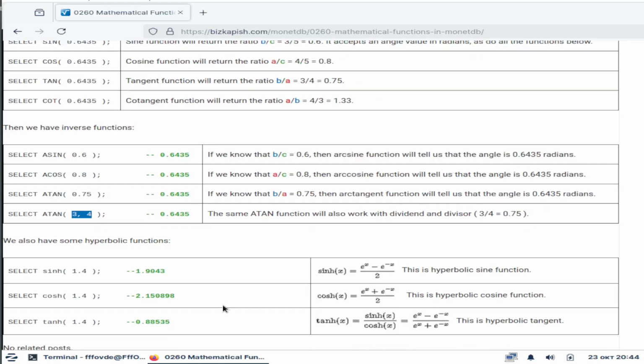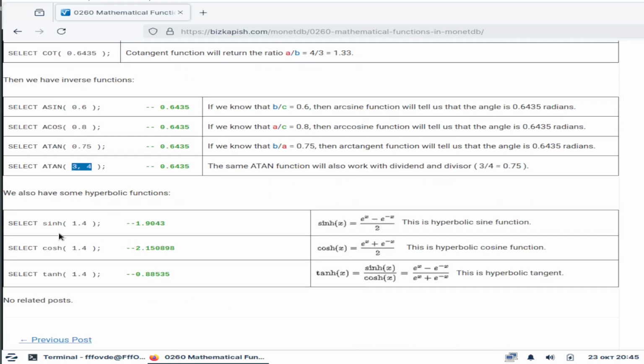We also have some hyperbolic functions. We have hyperbolic sine. So if we use this function on this argument, we will get this value by using this formula here. Hyperbolic cosine, we'll use this argument here to return this value by using this formula here. And at the end, we have hyperbolic tangent that will accept this argument to return this value by using this formula here.